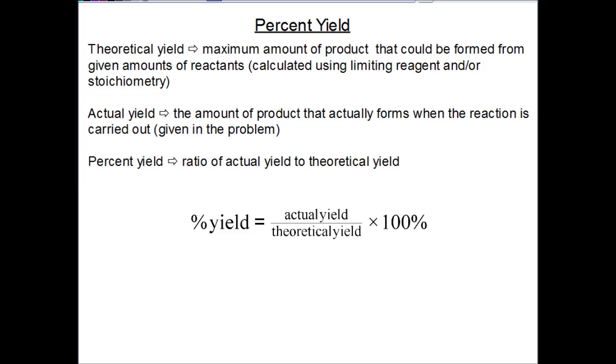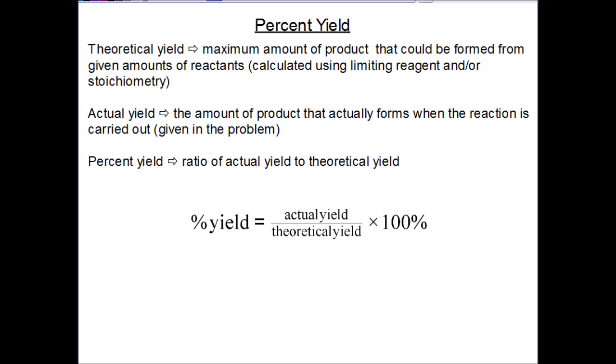All right, so today we're going to be talking about percent yield. A couple of vocab terms to know before we get started. The first one is theoretical yield. That's the maximum amount of product that could be formed from given amounts of our reactants.